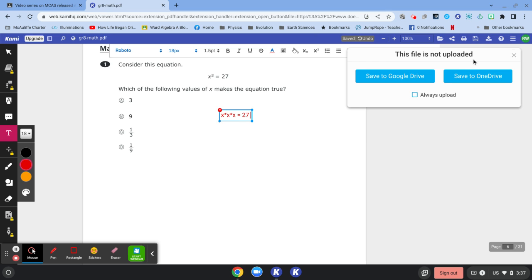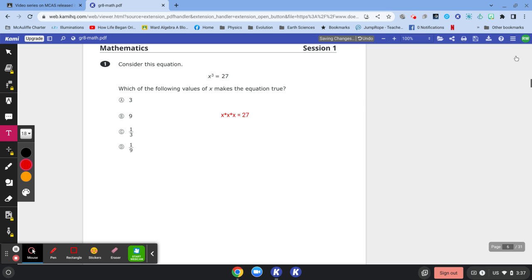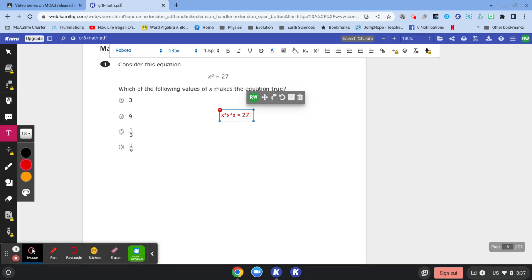The factors of 27, well, we can break 27 into 3 times 3 times 3. And so x has to be 3. So that's your answer on this one.